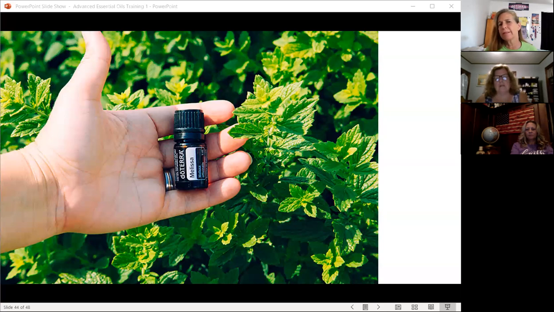Yeah, and especially when you add synthetics, because if you add synthetic linalool acetate to lavender, it can make it smell stronger. And so you think it's a better oil, but you're getting this synthetic linalool acetate, which doesn't act the same in the human body as the natural form of it.